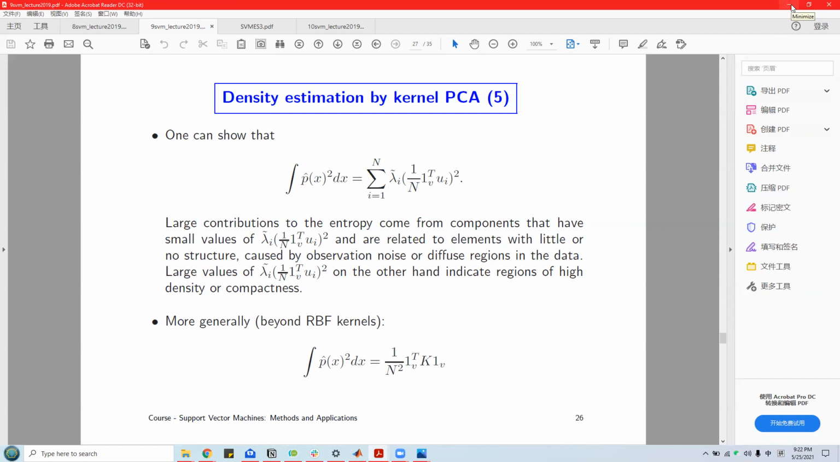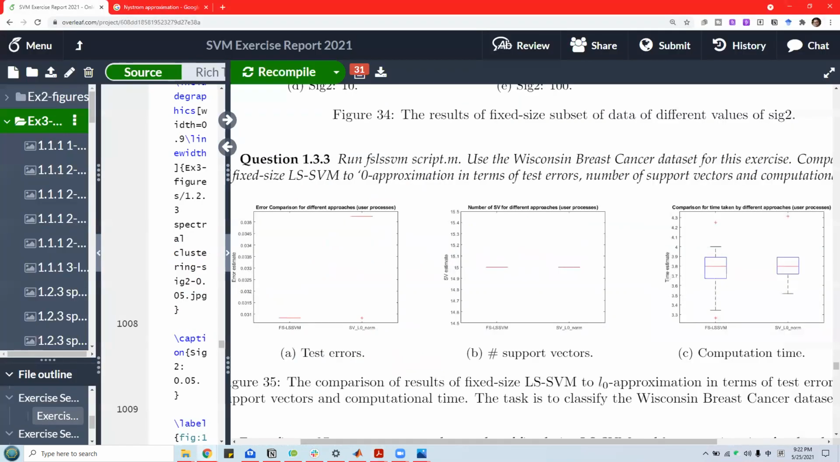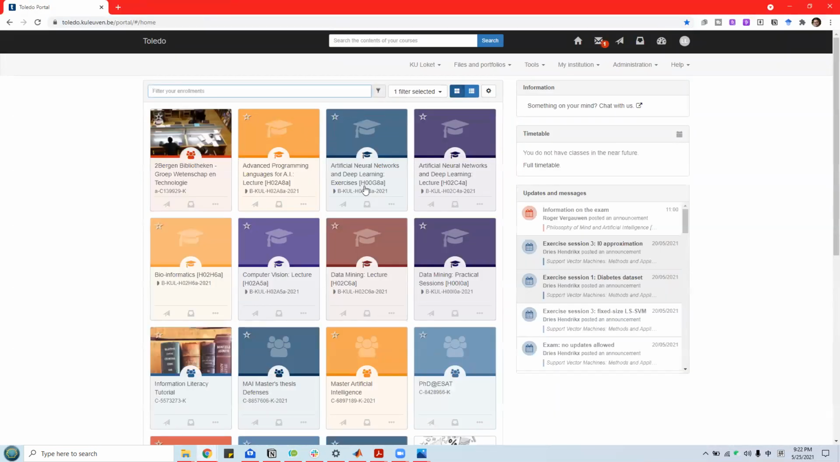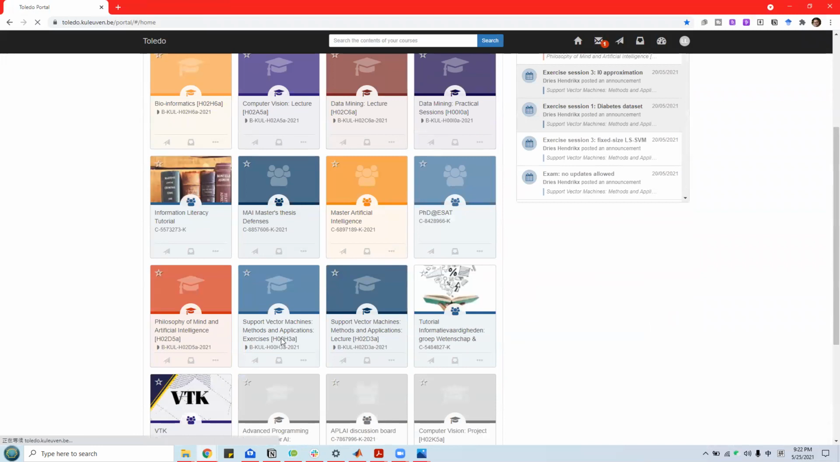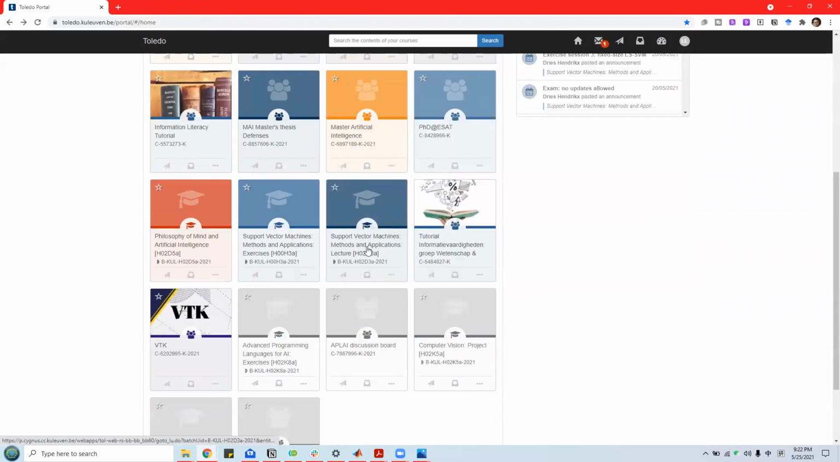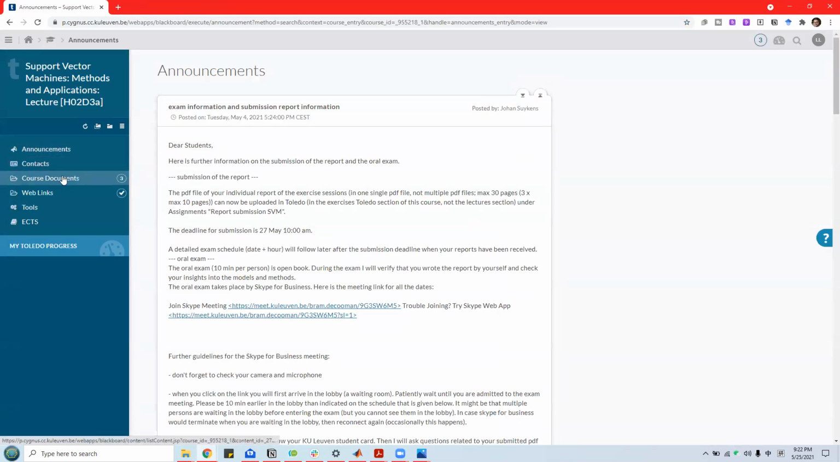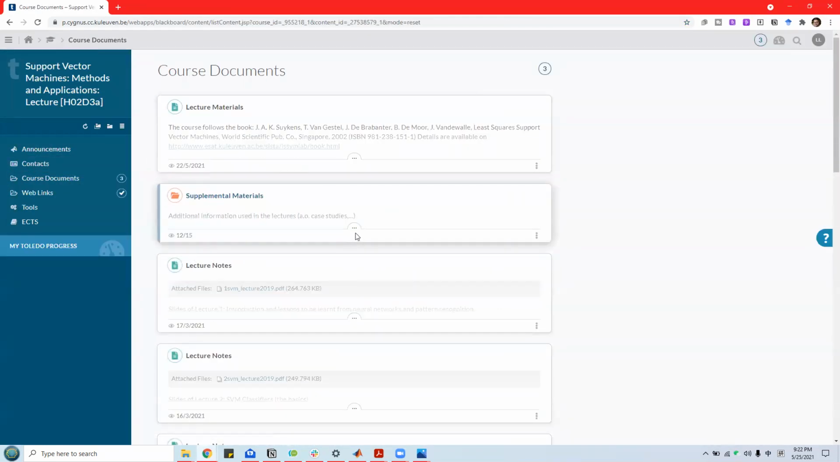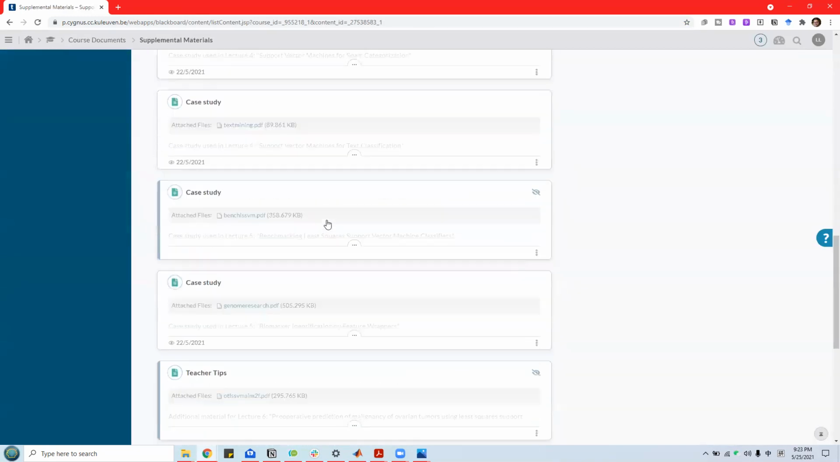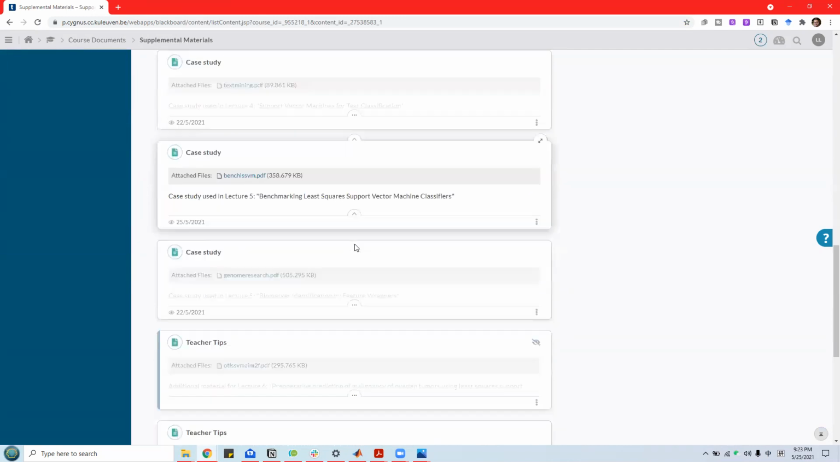Named the LS-SVM. It's just like a menu book. Is it on Toledo? Yes, I think on Toledo there's a subfolder called additional materials. Check. Supplementary material? Yeah. No, this one. The name is also LS-SVM.